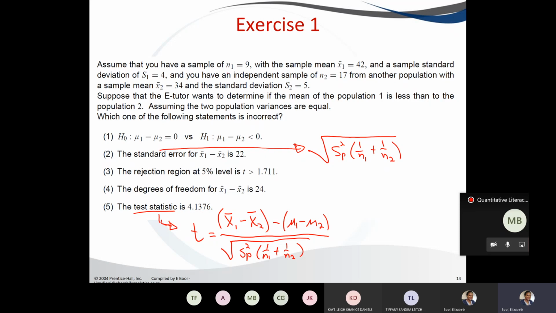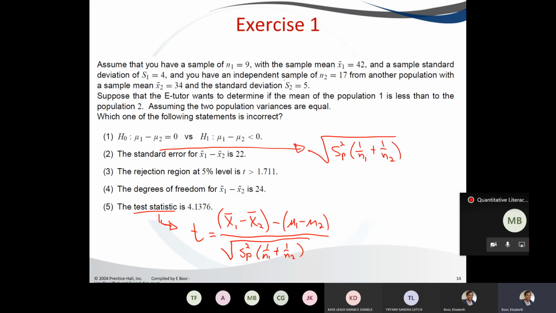We are given that the sample size n1 is 9, the mean from sample 1 is 42. We are told that the sample standard deviation S1 is 4. By them mentioning S1, it tells us that the population standard deviation or the population variance is unknown. If it was known, they would have put the sigma there. So since they are giving us the sample standard deviation, we assume that the population variance is unknown.